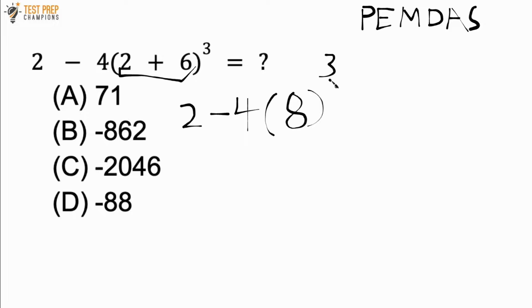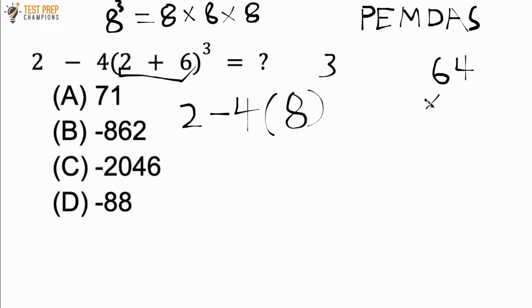So now we want to deal with our exponent here. So we've got 8 raised to the power of 3, and 8 raised to the power of 3 is the same as 8 times 8 times 8. So 8 times 8 is 64. And then we have to do 64 times 8. So let me write it out like this. 64 times 8. So what is 8 times 4? 8 times 4 is 32.